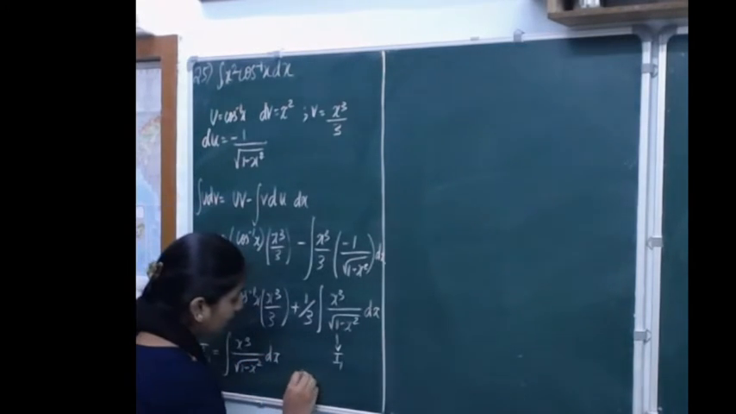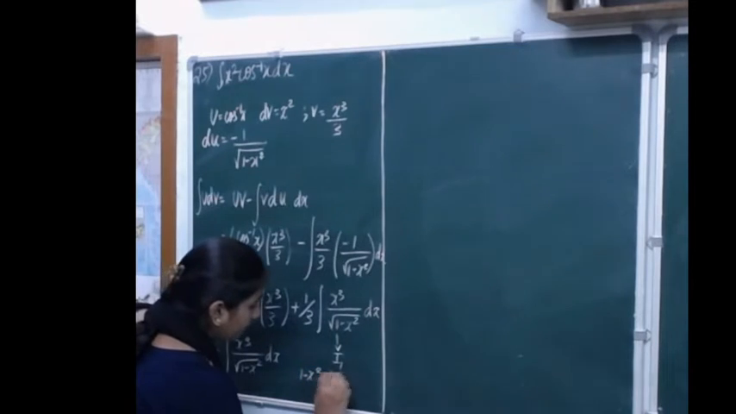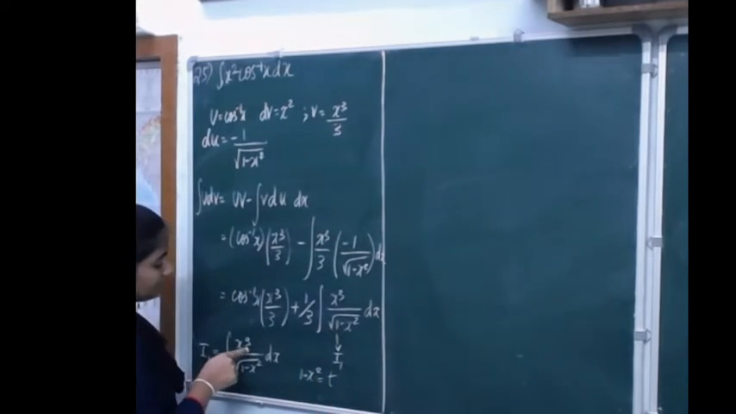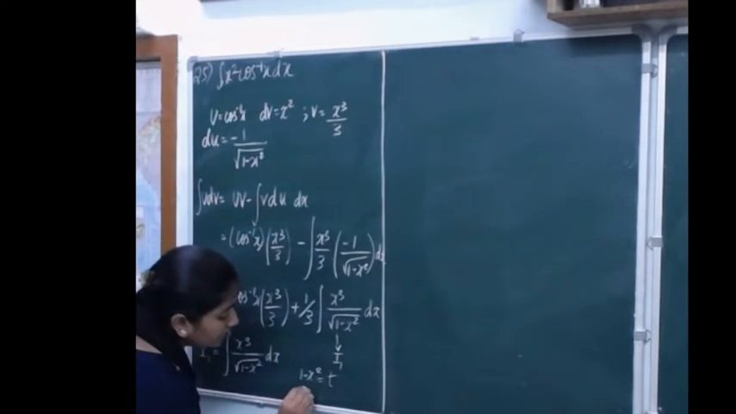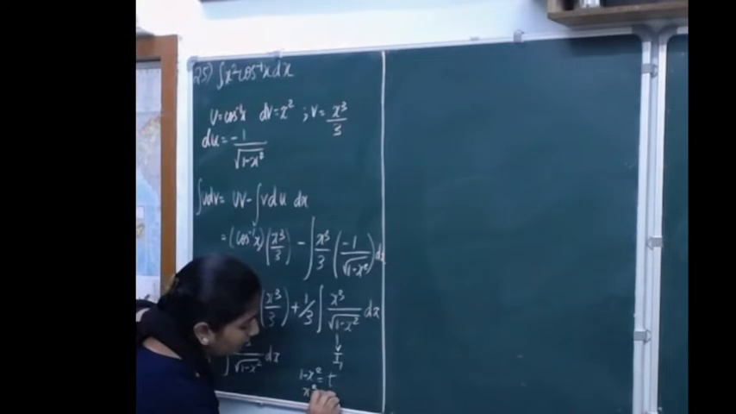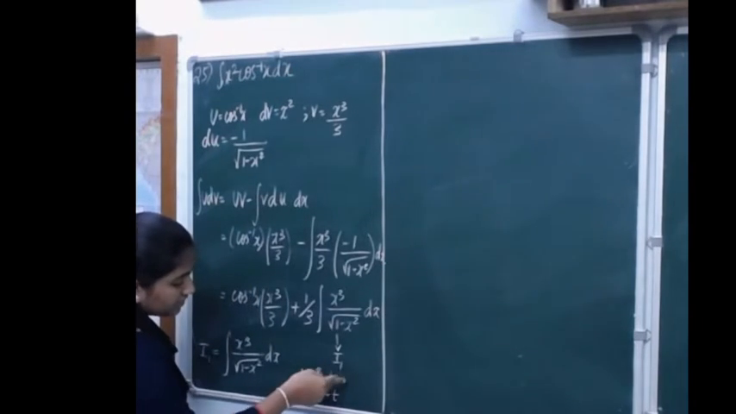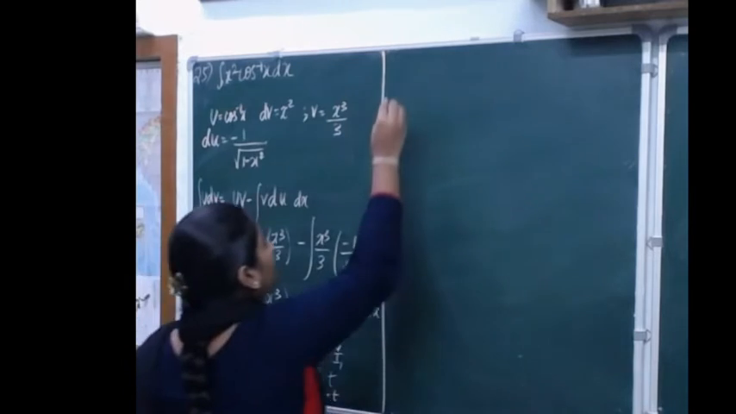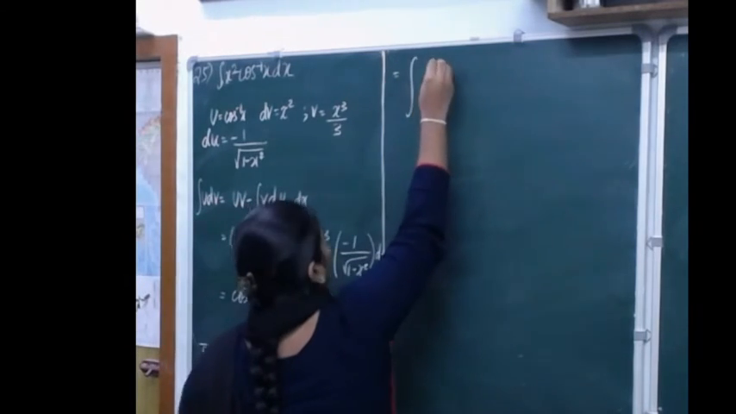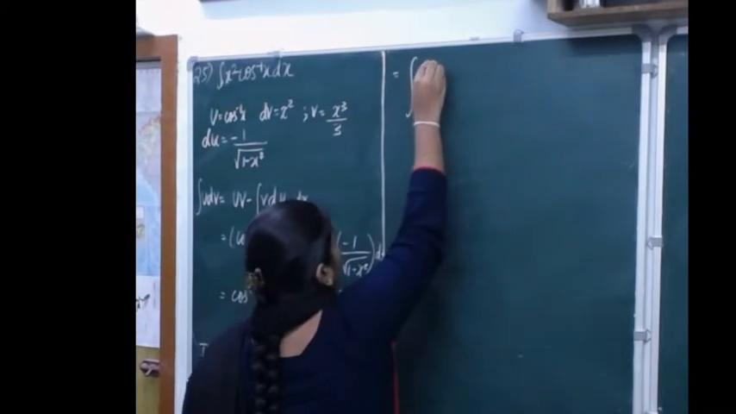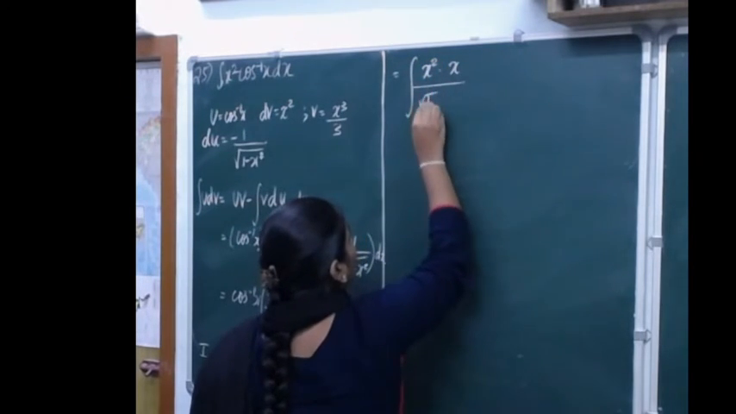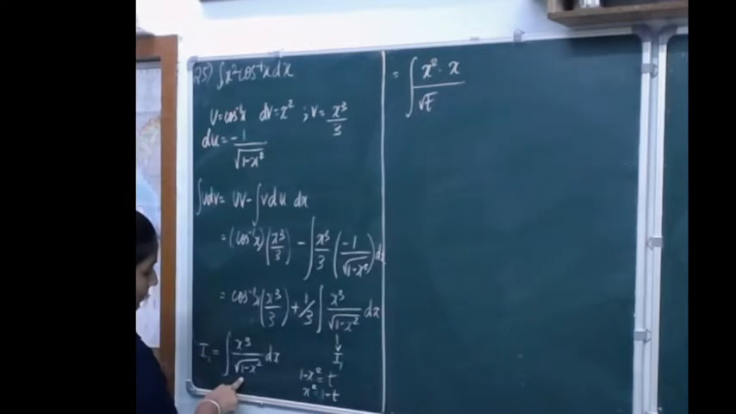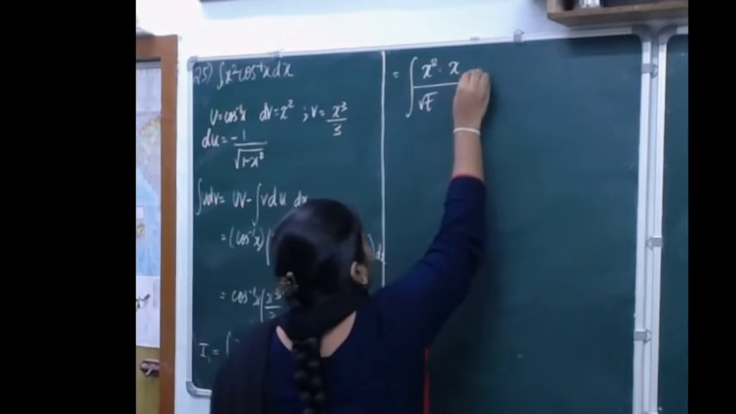I am taking 1 minus x square is equal to t. Then I am just going to take this as x into x square. Then I want the value for x square. Then x square is equal to 1 minus t, just this goes that side and t comes this side. So I am separating the x cube into x square into x by root of t, which is nothing but 1 minus x square, and dx.